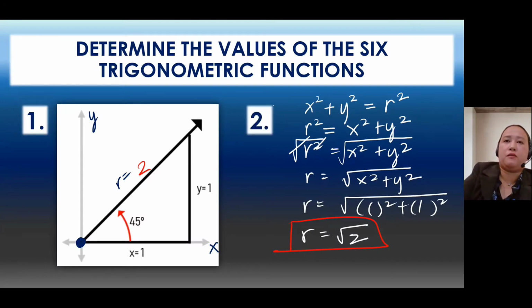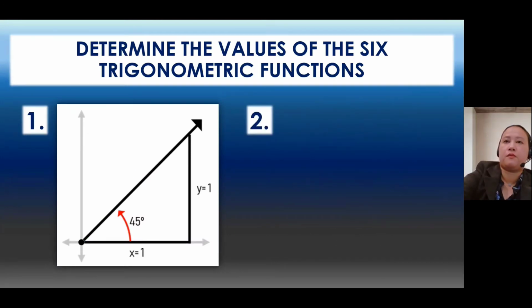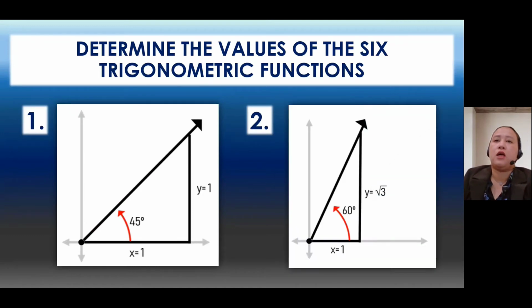Another example. This time the angle is 60 degrees. Then we have x, which is 1. Then y is square root of 3. So the same, you need to determine the r first.